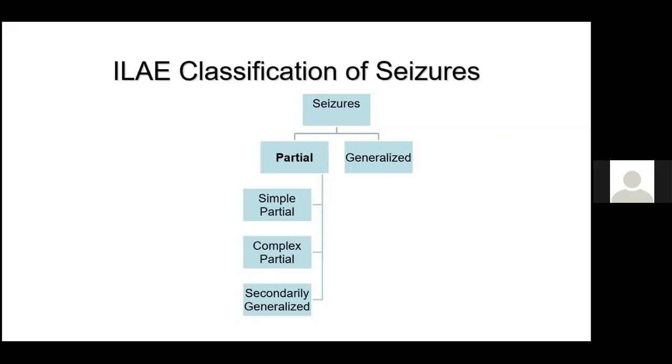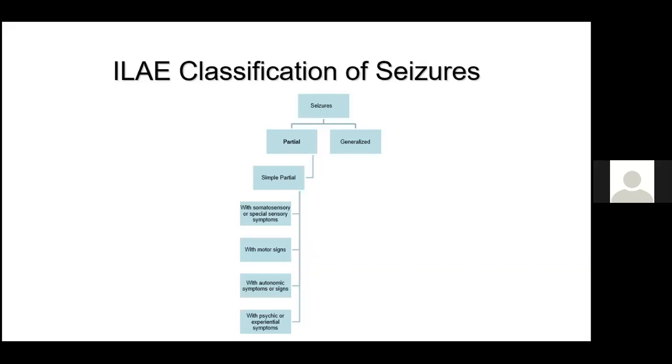So the classification, the International League Against Epilepsy, ILAE, classification of seizures. You can have either partial or generalized, and another word for partial is focal. It can be simple focal or complex. Complex is when they have loss of consciousness, and then you can have a secondary generalized. The simple partial can present with somatosensory symptoms, motor symptoms, autonomic symptoms, or psychic symptoms.